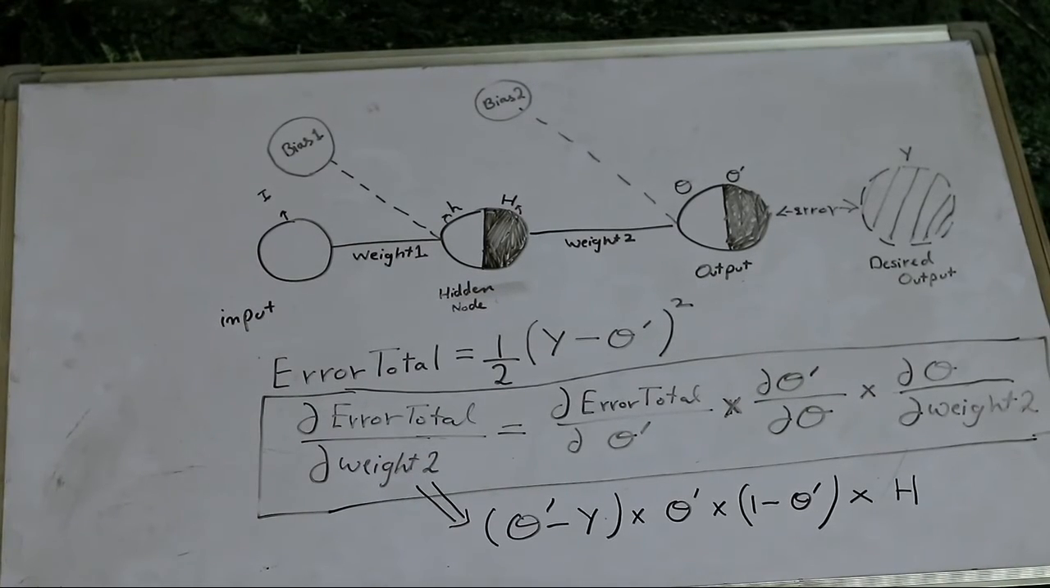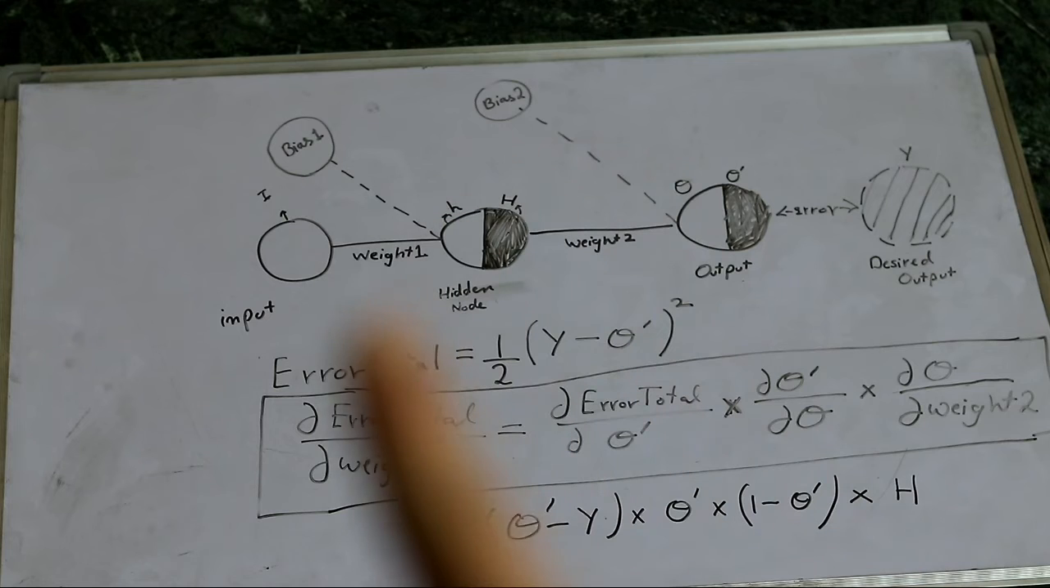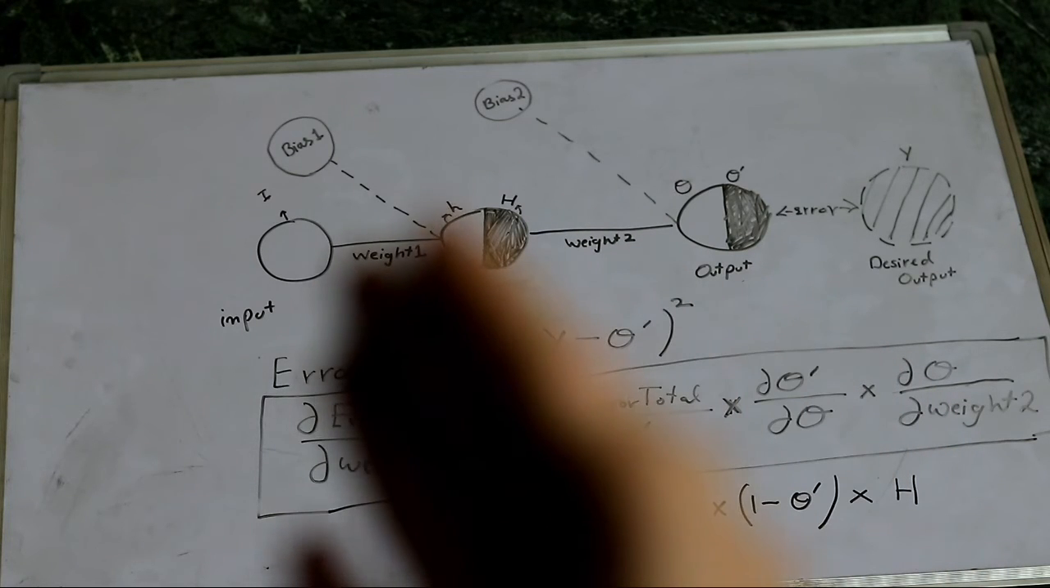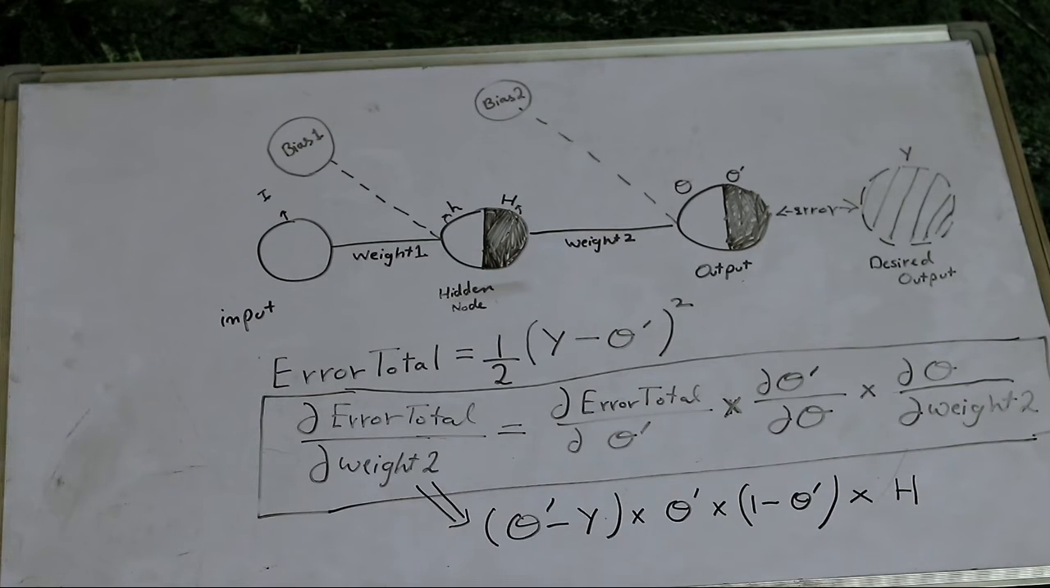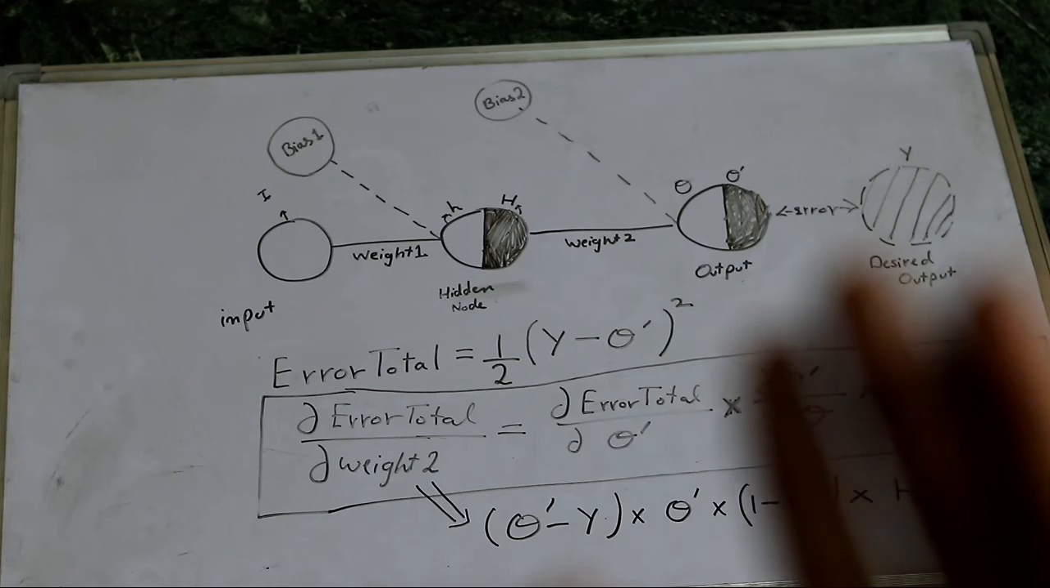A quick calculation shows it is equal to this bottom row. See, simple as that. So there you have it. That's how you do it. But that's only weight 2. What about weight 1? We do it in a similar way.